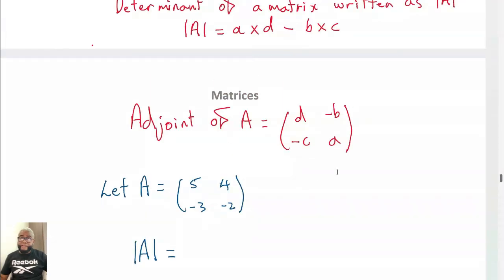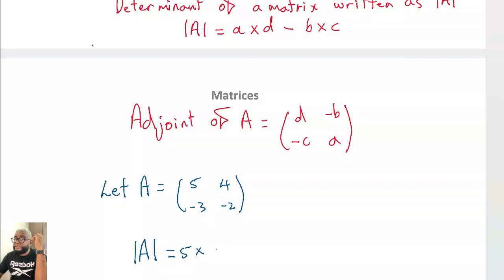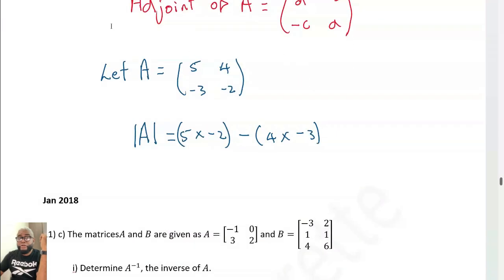Right, so let's work. A is going to be 5, so I'm going to put 5 multiplied by D, which is negative 2. That's your first multiplication. Minus B, which is 4, multiplied by C, which is negative 3. So this will now be 5 multiplied by negative 2, which is negative 10. Excellent. Minus 4 multiplied by negative 3.